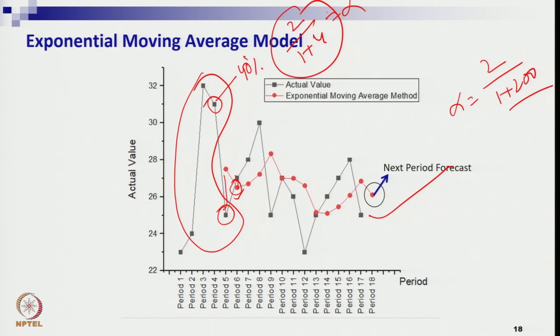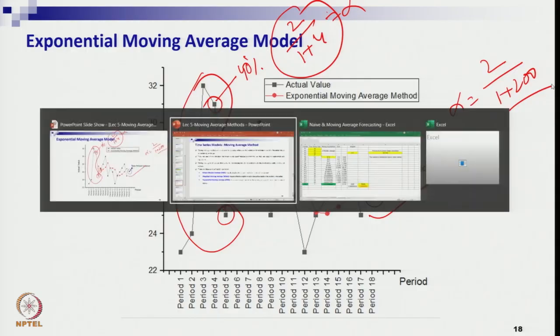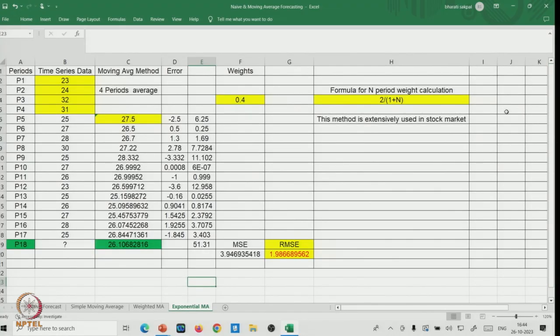Now, we'll illustrate this exponential moving average using Excel. So let's go to Excel and understand this calculation process. Here I have opened the Excel sheet. You can see the same data set I have taken, and a 4 period average I will be considering. Here you can see 0.4. How did I get 0.4? Look at the formula here: 2 by 1 plus 4. It comes out to be a 40% weight, right? This is fixed, and now we will drag the moving average.